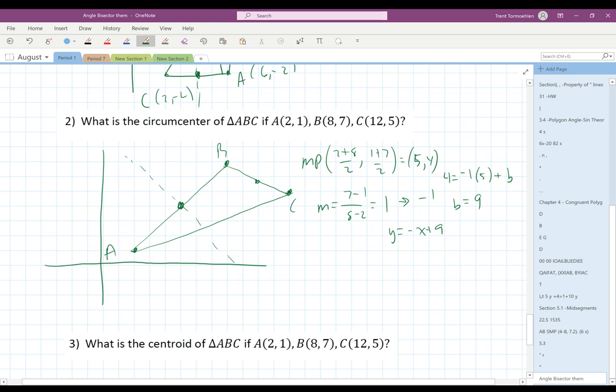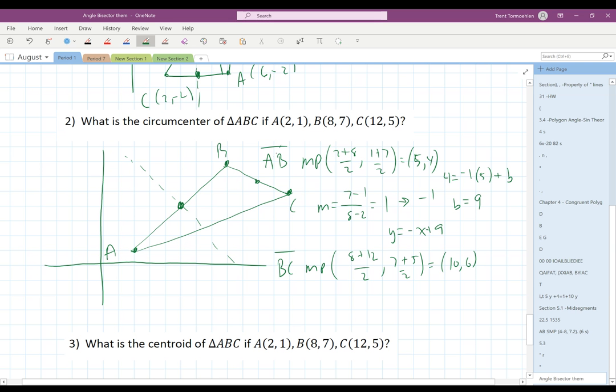We can do BC as well. If we do BC, our midpoint of BC, I like to label them so I remember what I've done, is just going to be (8 + 12)/2 and (7 + 5)/2, which equals (10, 6).